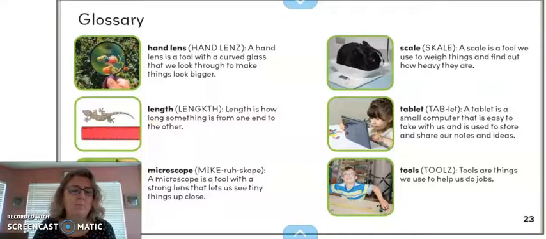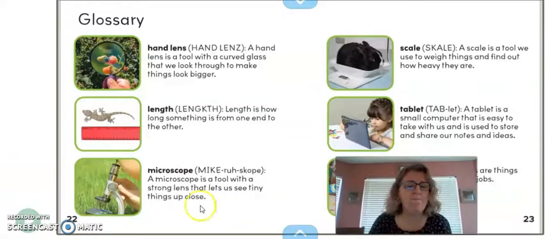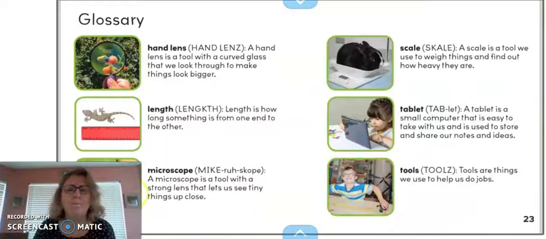Let me move my picture. A microscope is a tool with a strong lens that lets us see very tiny things up close. A scale is a tool we use to see how much something weighs and how heavy they are. You might stand on a scale when you go to the doctor's office, and they measure how much you've grown.